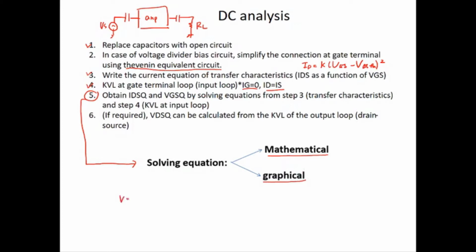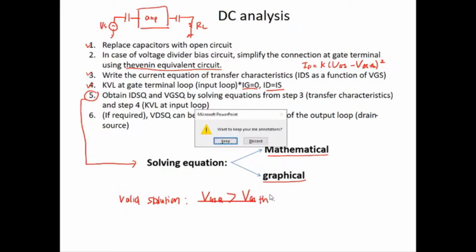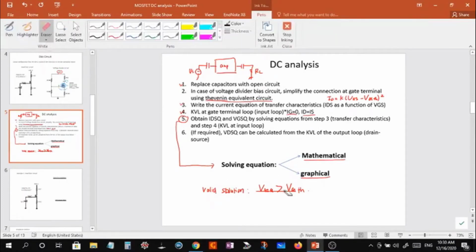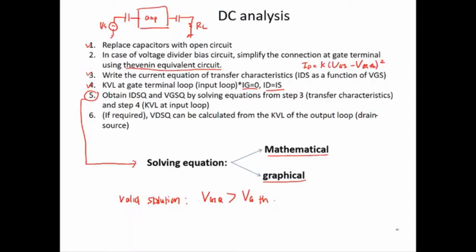The valid solution should be where VGSQ is above VGS-TH. You need to make sure that your solution is above the threshold voltage, because if the solution is below the threshold voltage, the transistor is off. Okay, after you finish calculating IDSQ and VGSQ, you can calculate VDSQ from the KVL at the output loop, or we call it the drain-source loop.